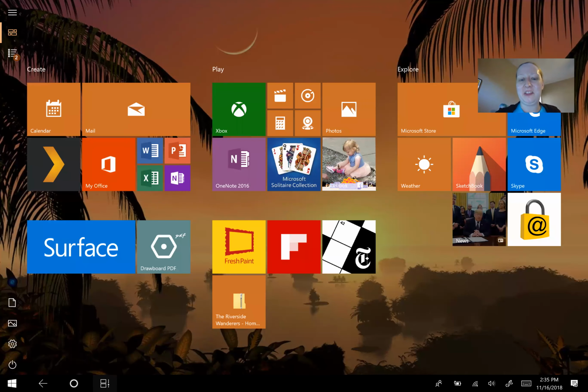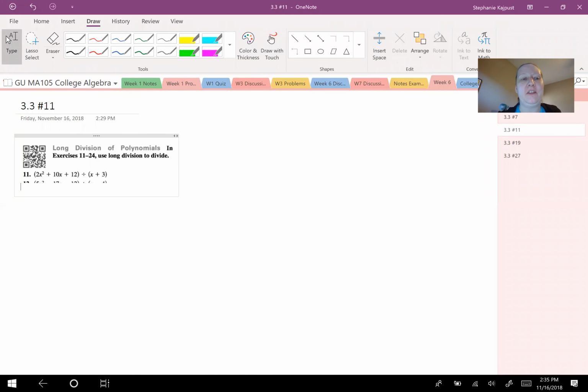I had an app open and it doesn't want to open or share that. So hopefully this is sharing correctly, and hopefully you can see this and it's sharing my screen.